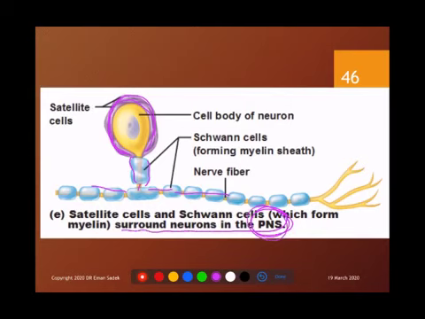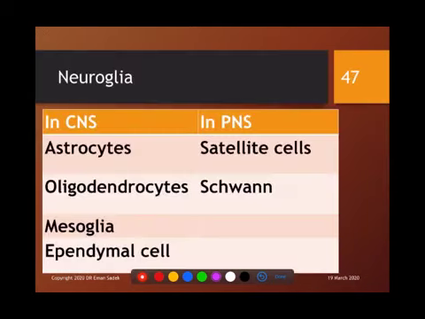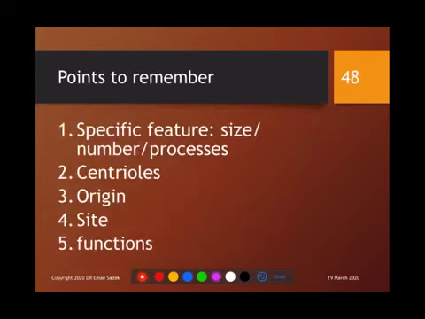So we have 6 types: 4 types in the central nervous system, 2 types in the peripheral nervous system. What are these types in the central nervous system? We have the major types: astrocytes, oligodendrocytes, mesoglia, and the ependymal cell. What we have in the peripheral nervous system are the satellite and the Schwann cells. Both start with the letter S. We have to remember in the major types of neuroglia, the astrocytes, the oligodendrocytes, and the mesoglia, the specific feature for each one: the size, the number, rare or common, the shape and the number of the processes. Then we have to comment about the centriole, the origin, and the site, as we have said before. Finally, you should study the functions, which are very easy in the 3 types.